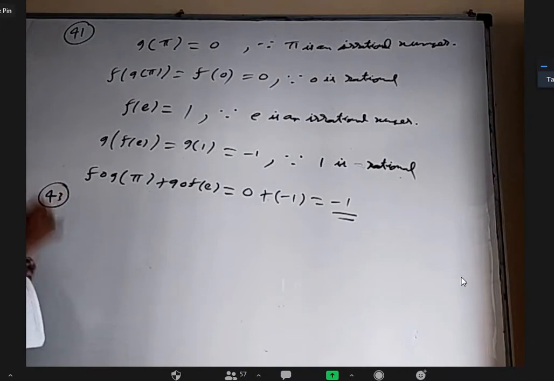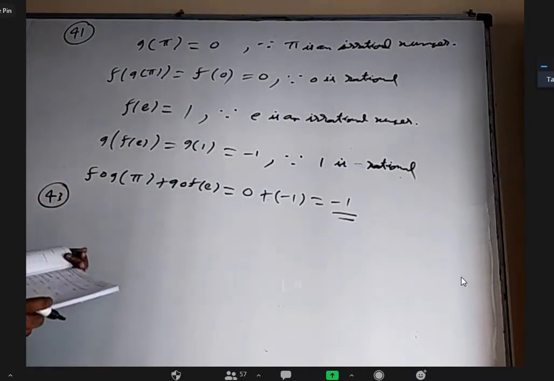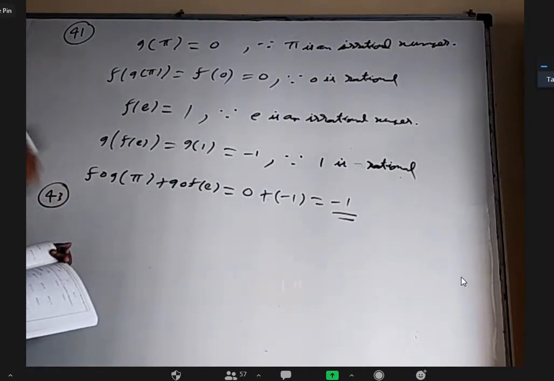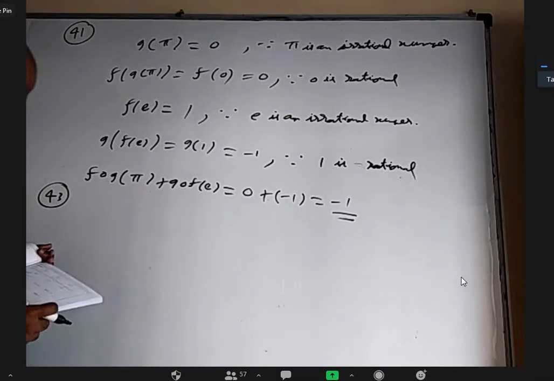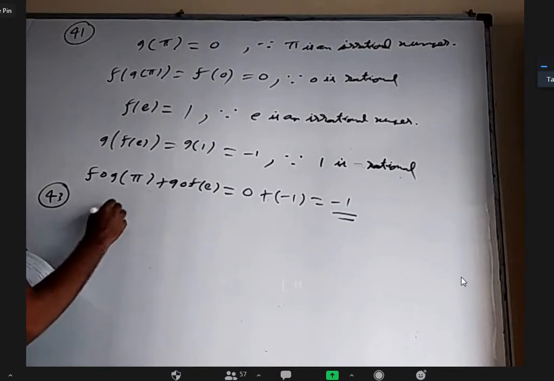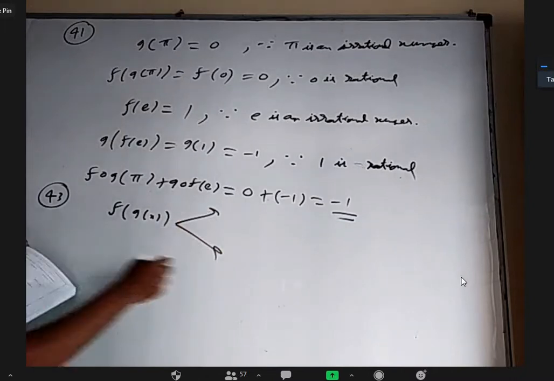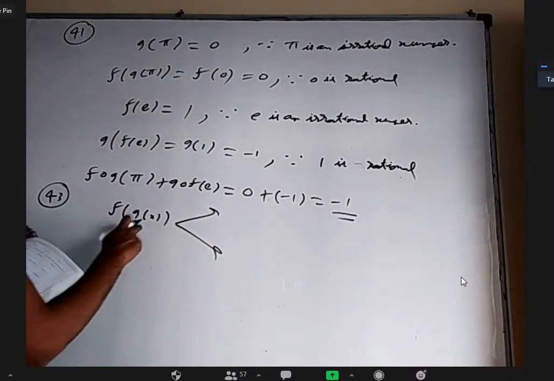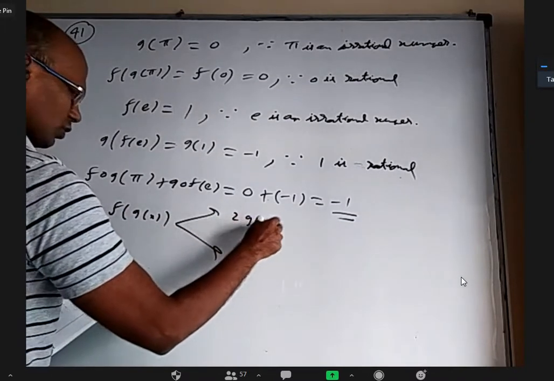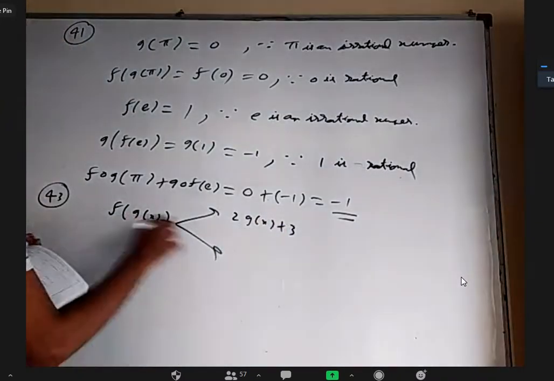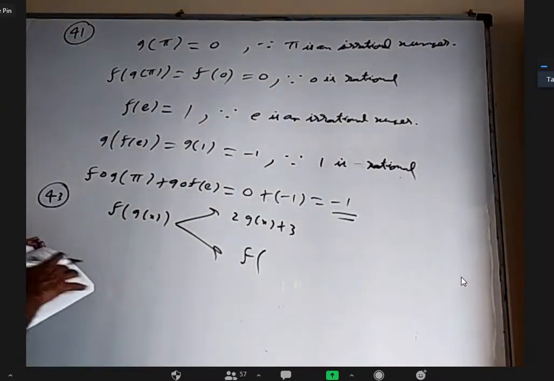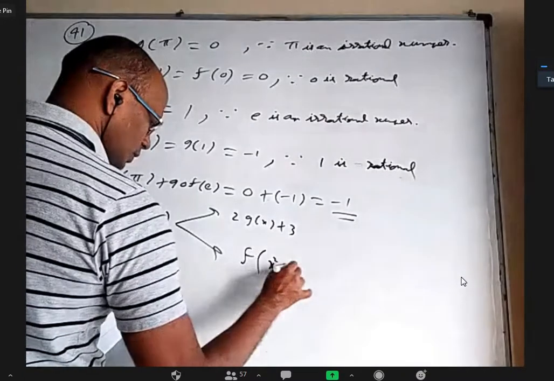Okay, 43. They want f of g of x equal to 25. And what is the x value? Okay, so f of g of x. In the f definition, you can substitute g of x, that is 2 times g of x plus 3. Or, what is g of x, we can substitute, which is x square plus 7.